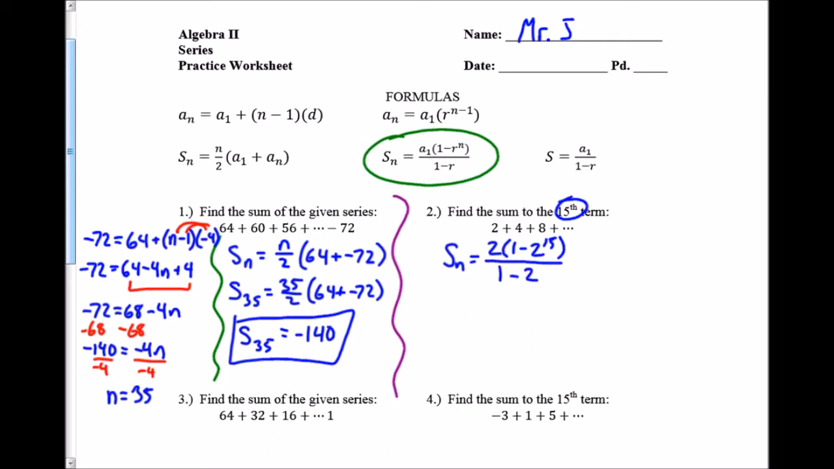And this is, once again, just a job for my calculator. We just have to be careful as we plug this in. I'm going to go ahead and show it step by step to show the order of operations. So I do 2 to the 15th power, so that's 1 minus 2 to this power, all over 1 minus 2. Sorry, I suppose I could say that I'm looking for S sub 15 here, since I'm looking for the sum of the first 15 terms. But as I do this, now I'm going to subtract what's inside the parentheses.